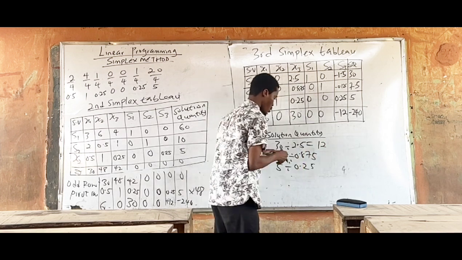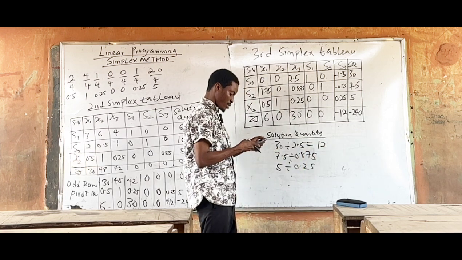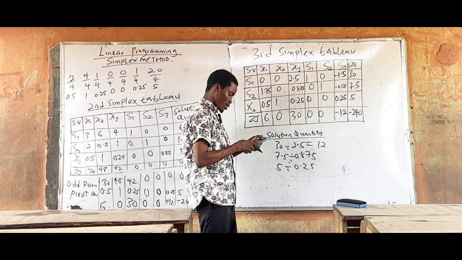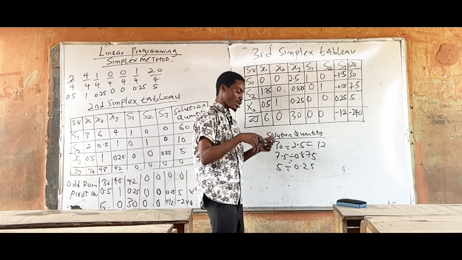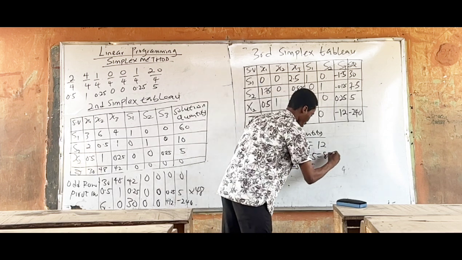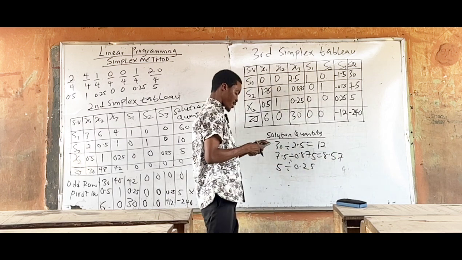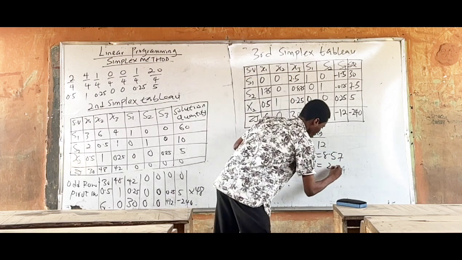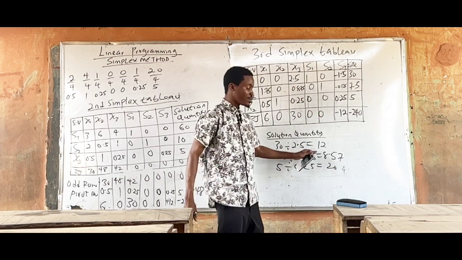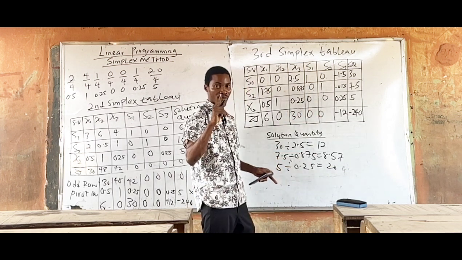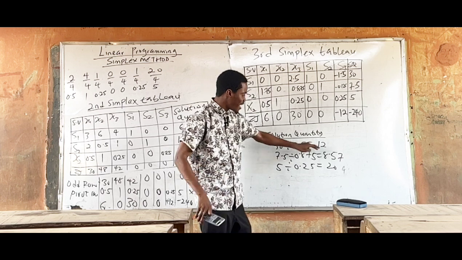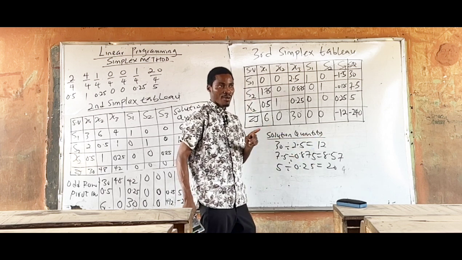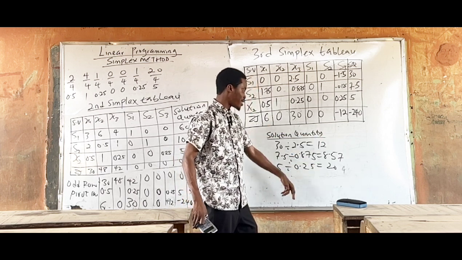I got 12. If I divide 7.5 divided by 0.875, I'm going to get 8.57. If I now divide 5 divided by 0.25, I got 20. Remember, for me to identify my pivot element, the least element that is here will determine my pivot element.